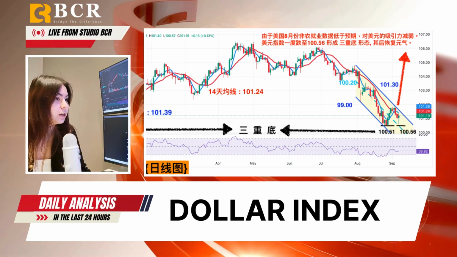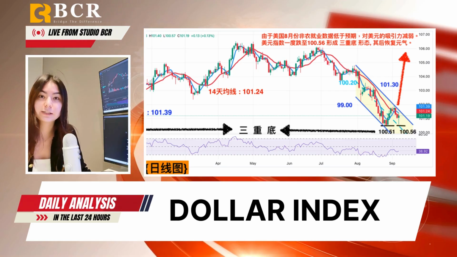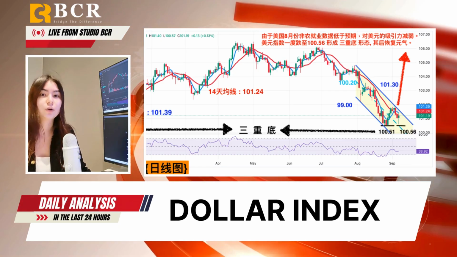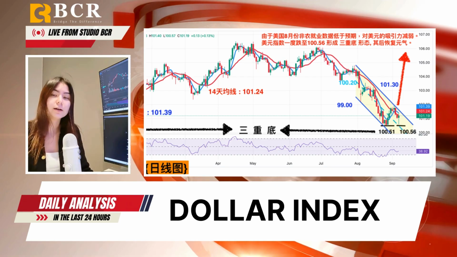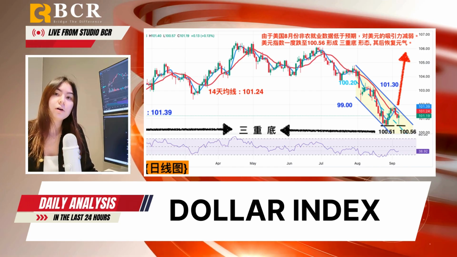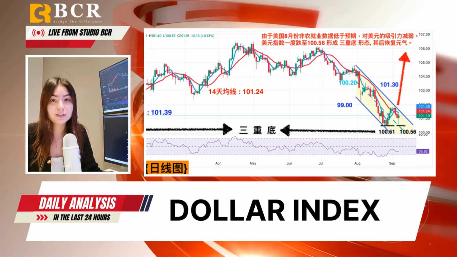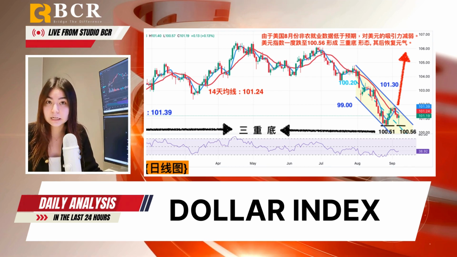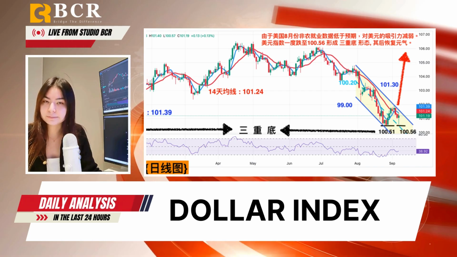Starting off with the dollar index, last week it weakened due to the lower than expected non-farm payrolls for August, with the US dollar dropping to 100.56 before recovering slightly. Despite the data, the likelihood of a 50 basis point interest rate cut by the Federal Reserve in September remains high. The officials may not agree just yet.